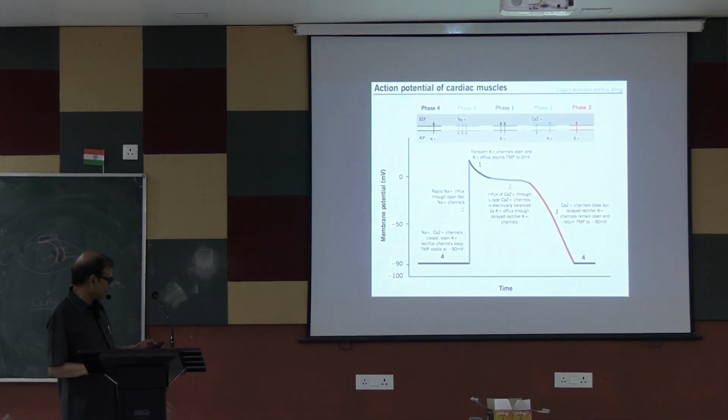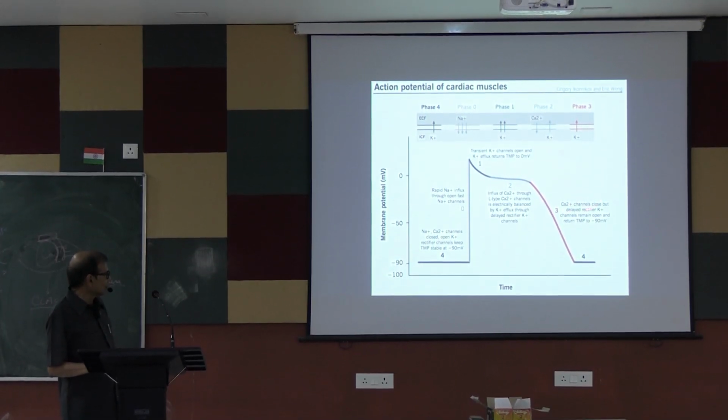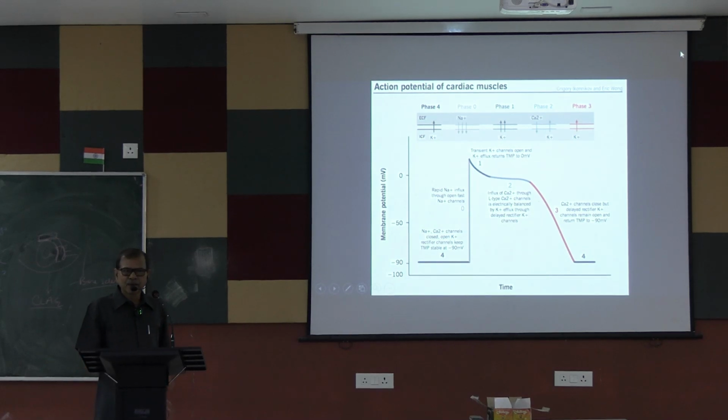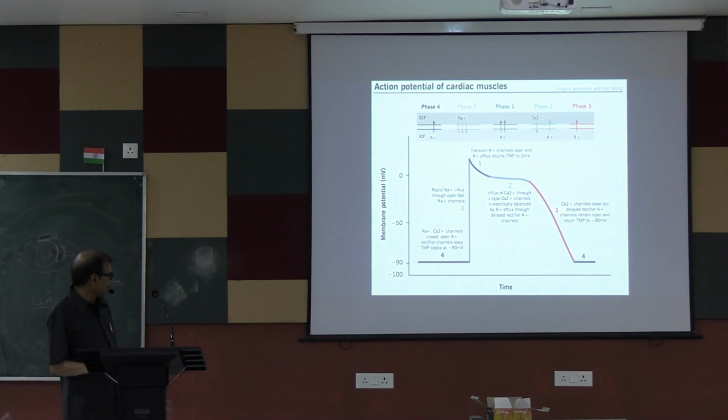Then comes the closure of the calcium channel, and delayed rectifier potassium channels open that lead to efflux of potassium again, reducing the action potential to phase 4. This is the phase at rest, that is the resting transmembrane potential.